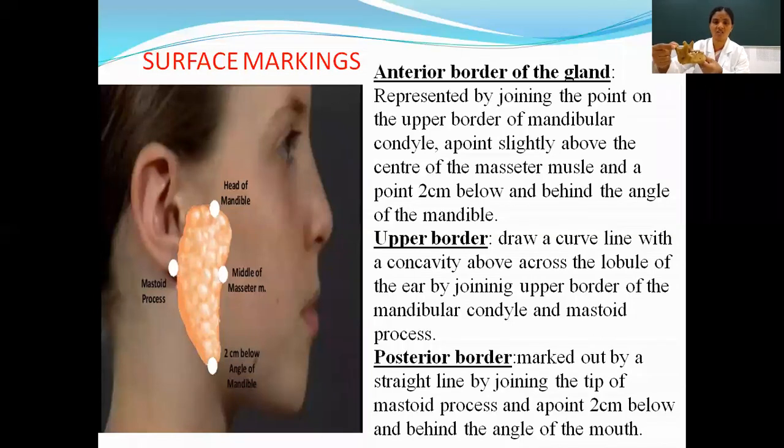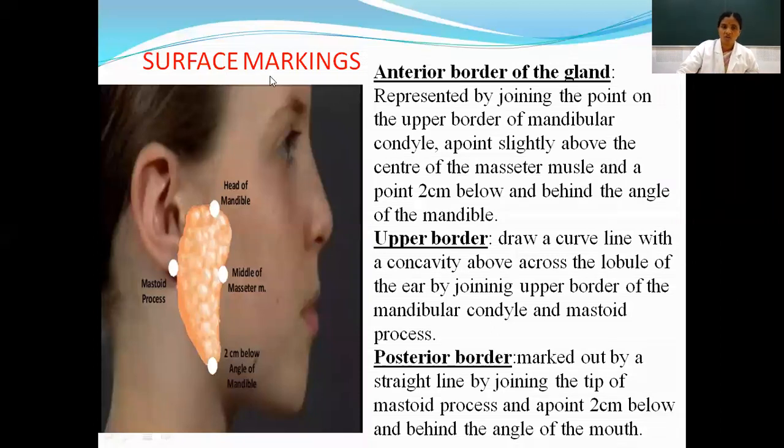So this head, if you place the tip of your index finger, all of you, in front of the ear, at the tragus, then open your mouth. What happened? There is a movement of the bone. So what is that exactly? It is the head of the mandible. So this is one important point for surface marking.